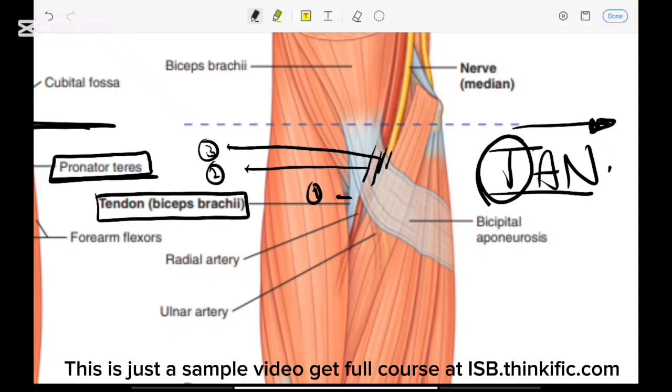That's the third content. So basically you have three contents. The tendon of the biceps brachii, that's the most lateral. Just next to it is the artery, the brachial artery, and just next to that is the median nerve. You can remember it as TAN. These are the contents of the fossa.